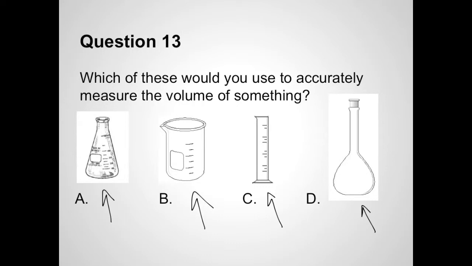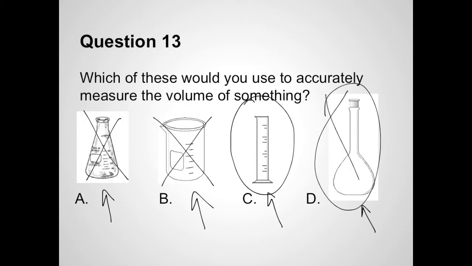Well, if you're trying to measure the volume of a particular sample, you want the instrument with the most markings, the most grades of measurement, the smallest increments, and generally speaking, in this case, that's going to be the graduated cylinder. Beakers and flasks tend to have bigger measurements on the order of 10, 20, 50, even 100 milliliters at a time.